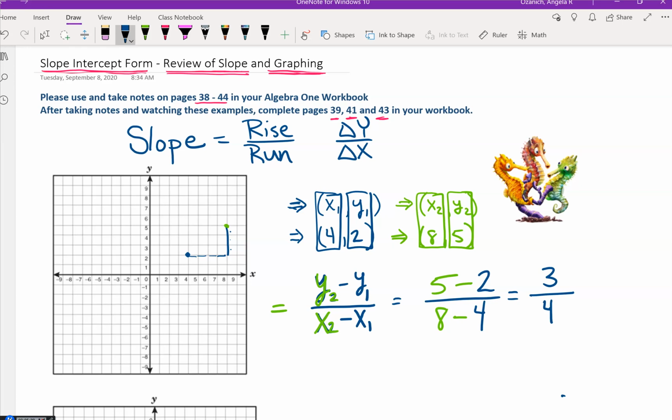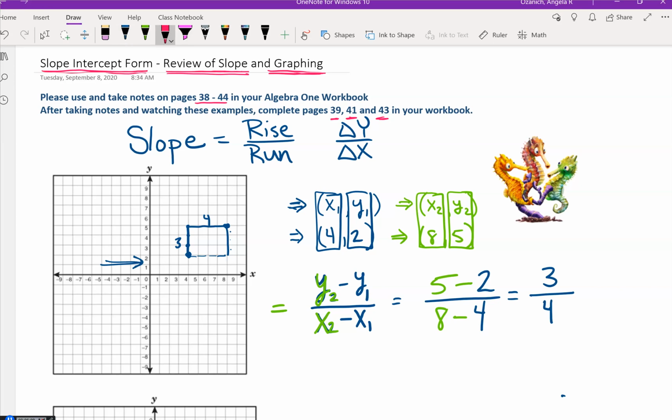Now typically what we'll try and do as we're calculating slope, and I would recommend that you do this, is you try to go from left to right as you go across your coordinate plane. So we're looking for a rise of 1, 2, 3. So I go up 3. And a run of 1, 2, 3, 4, over 4. So that is a slope, a rise over run, of 3/4.